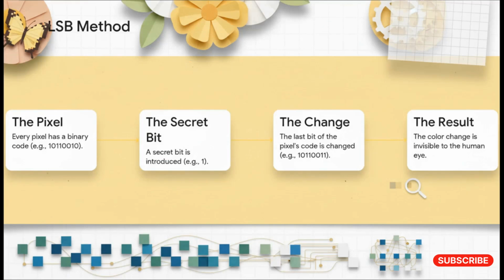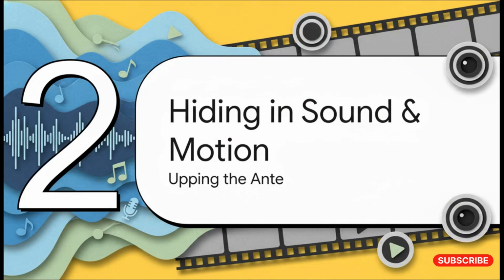So how in the world does this actually work? Well, the most common technique is called the least significant bit method, or LSB. Here's the deal. Every single pixel's color is defined by a string of ones and zeros. The LSB method is brilliantly simple. It just takes one bit from the secret message, a 1 or a 0, and uses it to replace the very last bit of a pixel's code. The change to that pixel's color is so small, so insignificant, that it's completely invisible to our eyes. But you do that over and over again across thousands and thousands of pixels, and suddenly you've hidden an entire file.